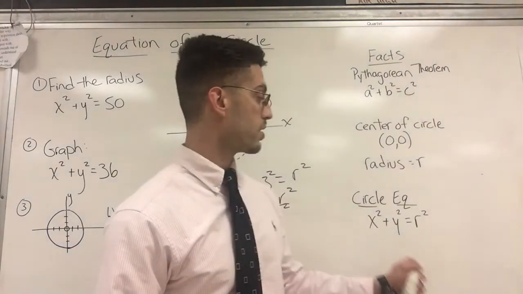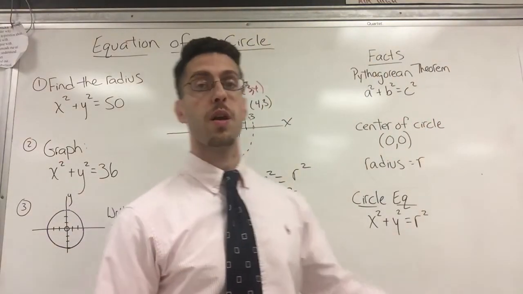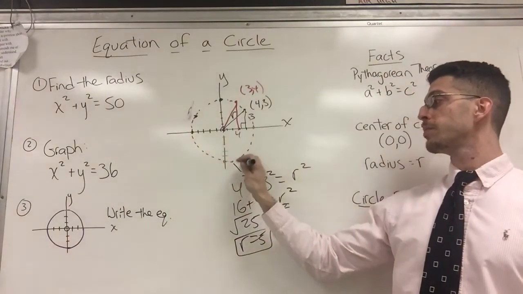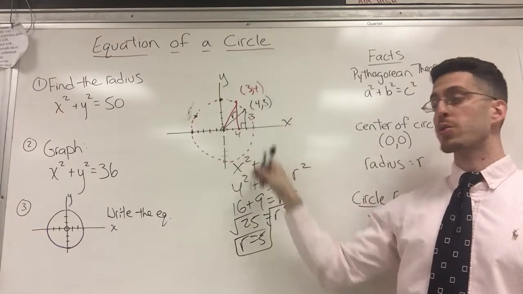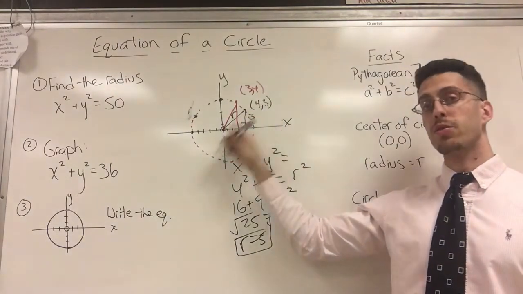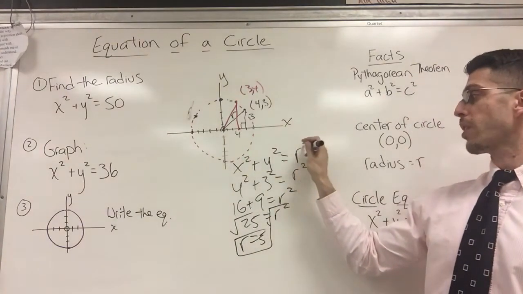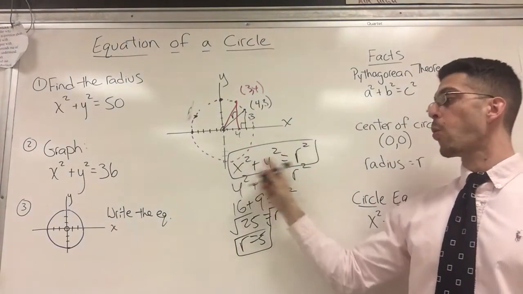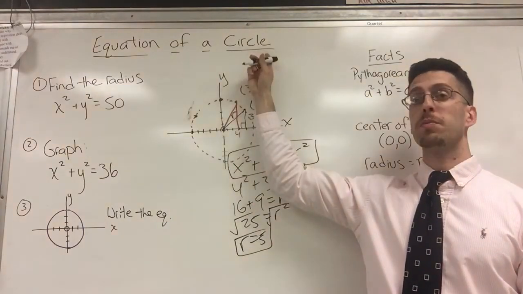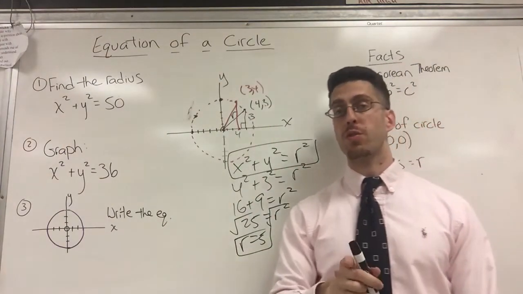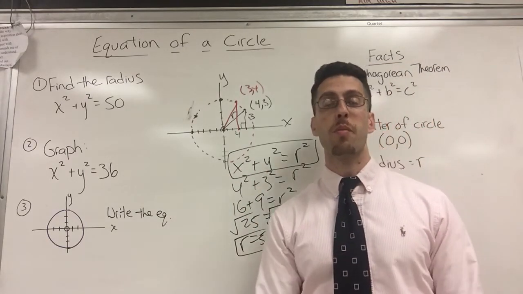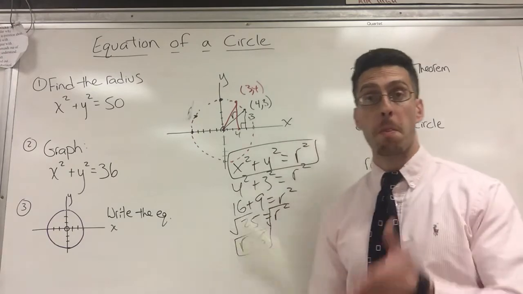That's why your formula is x squared plus y squared equals r squared, because here's my x, which was 4. Here's my y, which was 3. And then my hypotenuse was also my radius. So this shows you why this is the equation for a circle. Okay? Only when the center is 0, 0. So basically the equation of a circle is the same thing as the Pythagorean theorem.